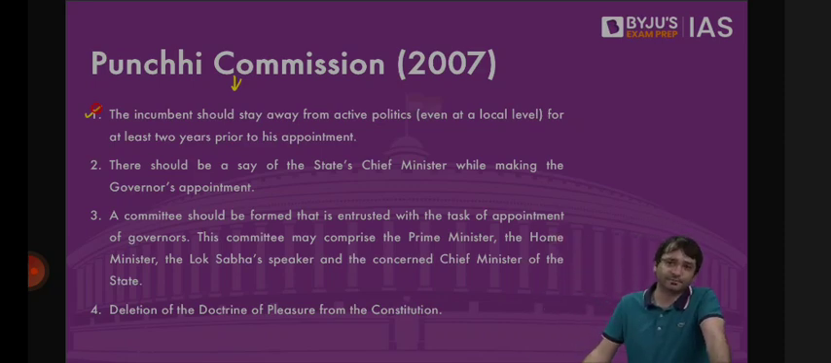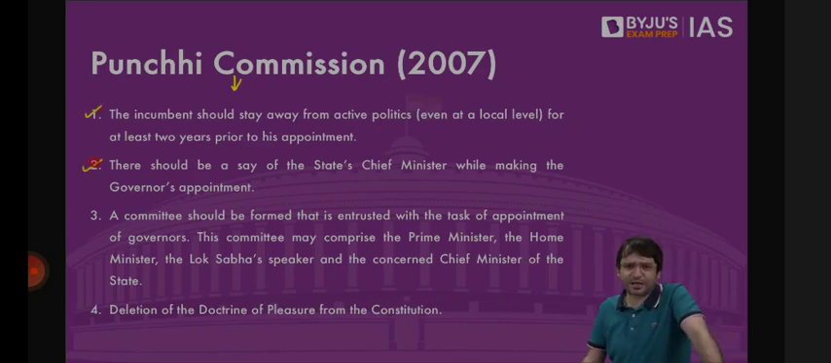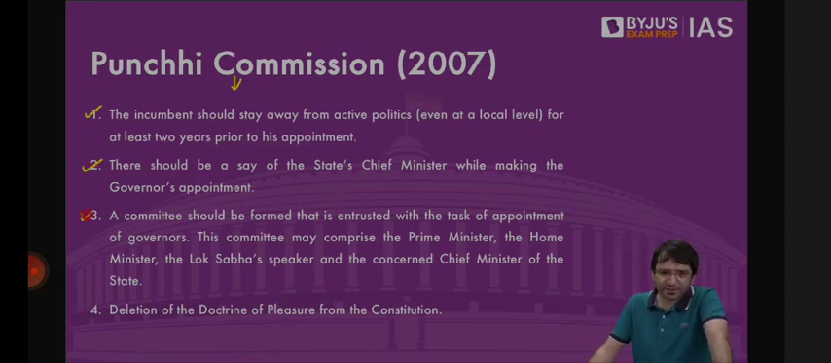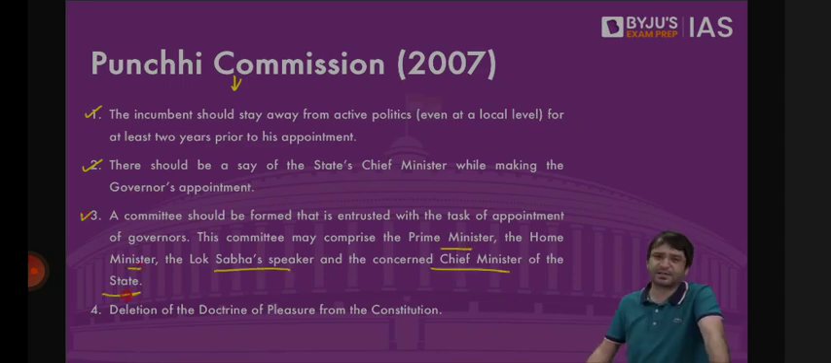At least 2 years. There should be a say of the state chief minister while making governor's appointment. Just like Sarkaria Commission said, consult the chief minister. Make it mandatory for the central government to consult the chief minister. A committee should be formed that is entrusted with the task of appointment of governors. The committee may comprise the Prime Minister, the Home Minister, the Lok Sabha Speaker, and the concerned chief minister of that state. So what will happen because of this committee?